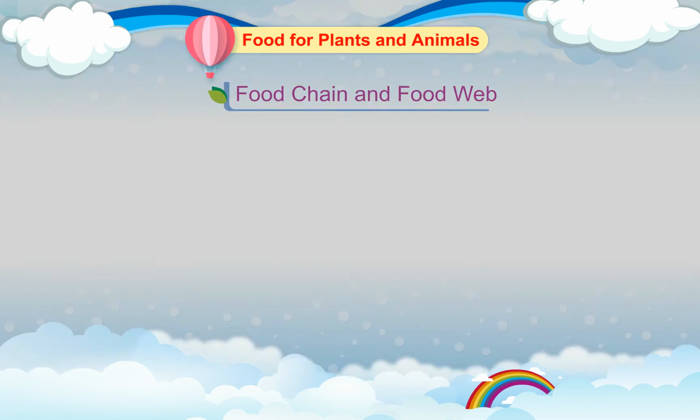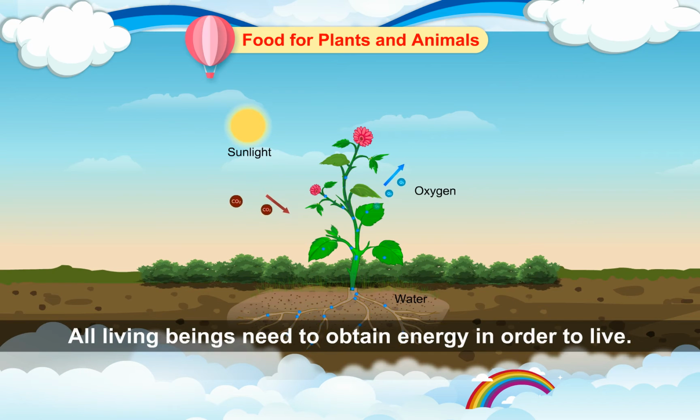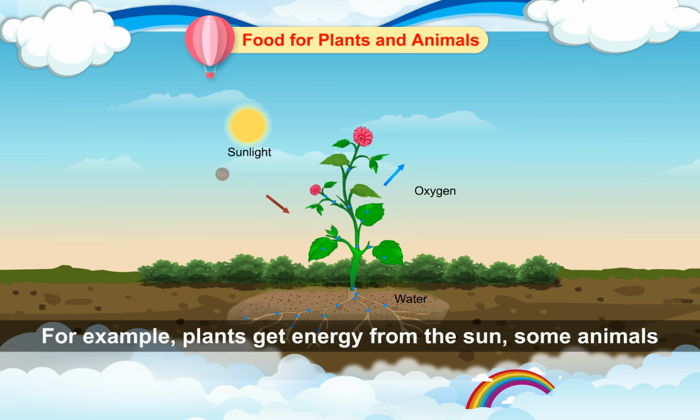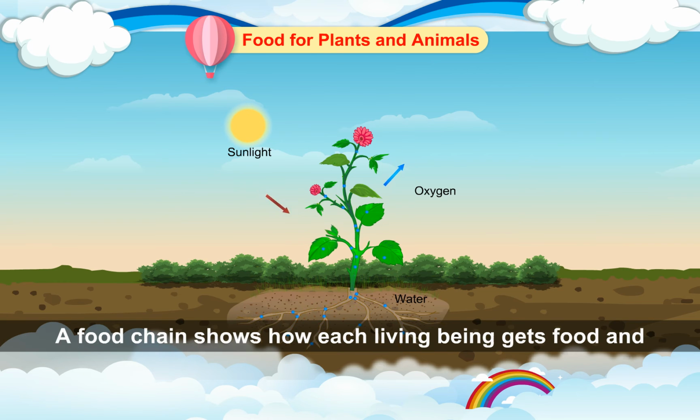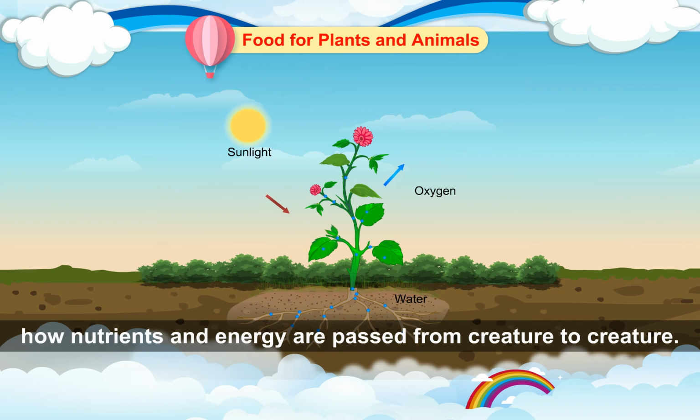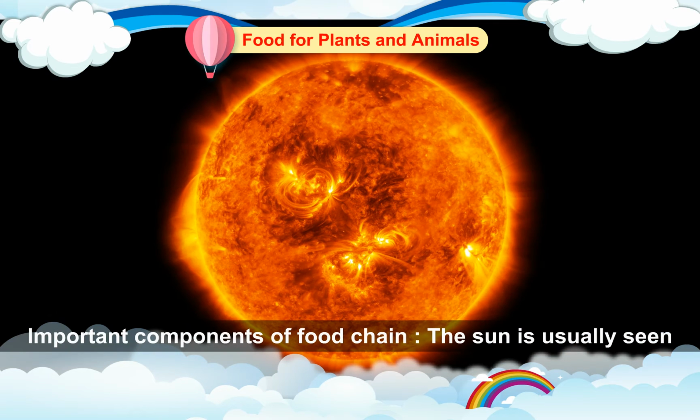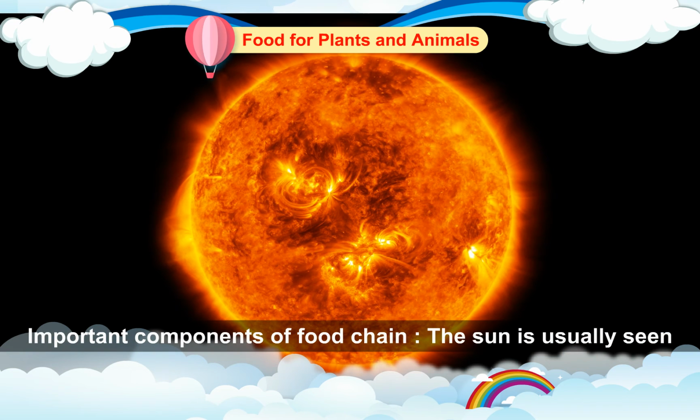Food chain and food web. Food chain. All living beings need to obtain energy in order to live. For example, plants get energy from the sun, some animals eat plants, and some animals eat other animals to get energy. A food chain shows how each living being gets food and how nutrients and energy are passed from creature to creature.